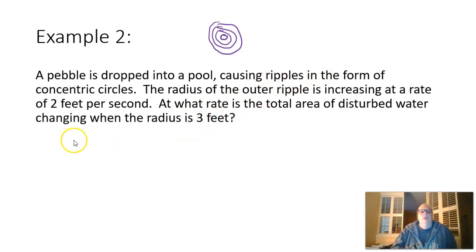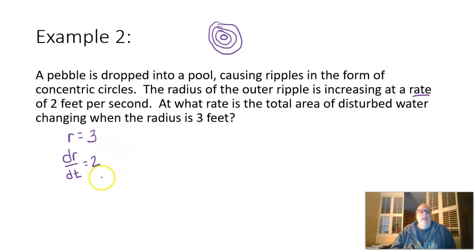Okay, so let's start with things that we know. Alright, one thing that we know is that the radius is going to be equal to 3, or 3 feet. That's told to me right here. Another thing that they gave me is a rate of 2 feet per second. This is a rate of change, and what that means is that the derivative of the radius with respect to time is going to be 2 feet. So the change in the radius is 2 feet per second. Okay?